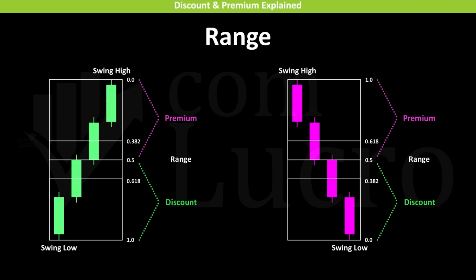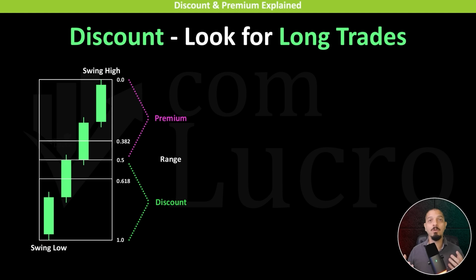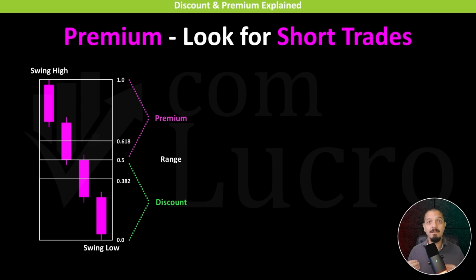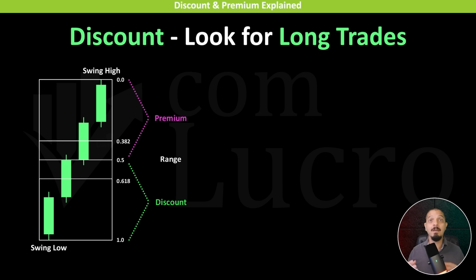Price does not offer the same opportunity at all levels of a range, and context always matters. This observation naturally leads us to the idea of discount and premium as a way to frame price location more effectively. To understand how these zones work in practice, we must first understand the idea of a range. A range is simply the space between a swing low and a swing high, or between a swing high and a swing low. This range defines the boundaries within which price is currently moving. Let us take the example of a range that forms from a swing low to a swing high. To define the premium and discount zones, we divide this range into two equal parts.